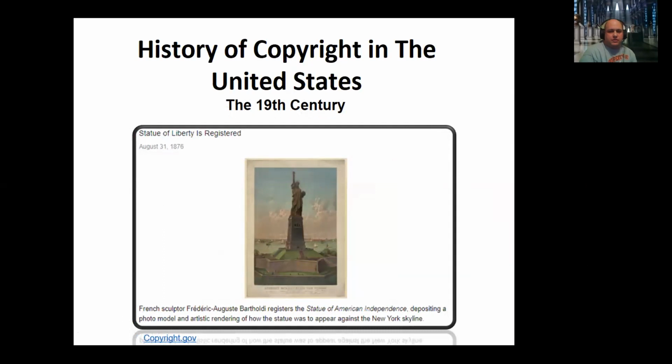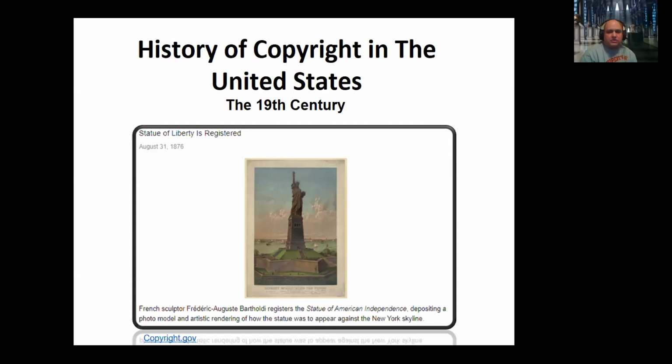Even the Statue of Liberty. So the French sculptor, I'll just say Frederick Augustine, I won't pretend to butcher his last name, registered the Statue of Liberty of Independence in both photo, model, and artistic rendering of the statue before it was getting ready to be built in the New York skyline, as you can see here.